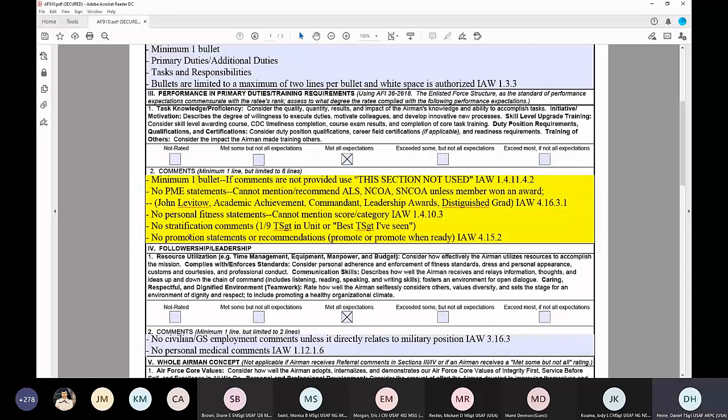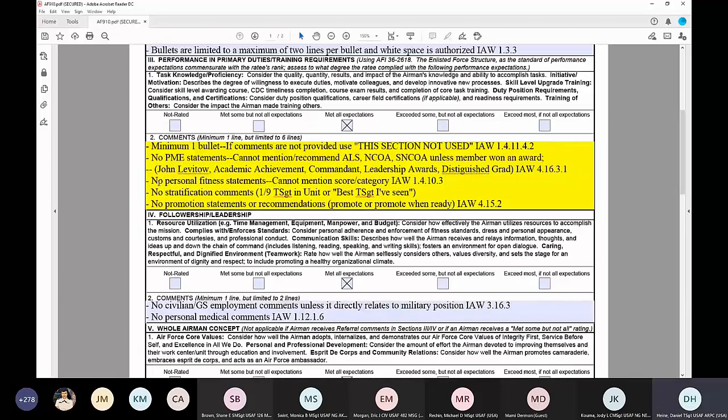Nowhere on the form can there be personal fitness statements. So you cannot mention a score or category that the member received. If they are a PTL or a UFPM or they work at the FAC, you can mention the unit's fitness, the wing's fitness stats. You can say the unit averages this amount, as long as it's not a personal fitness statement. So you cannot mention the member received a 95 or an excellent.